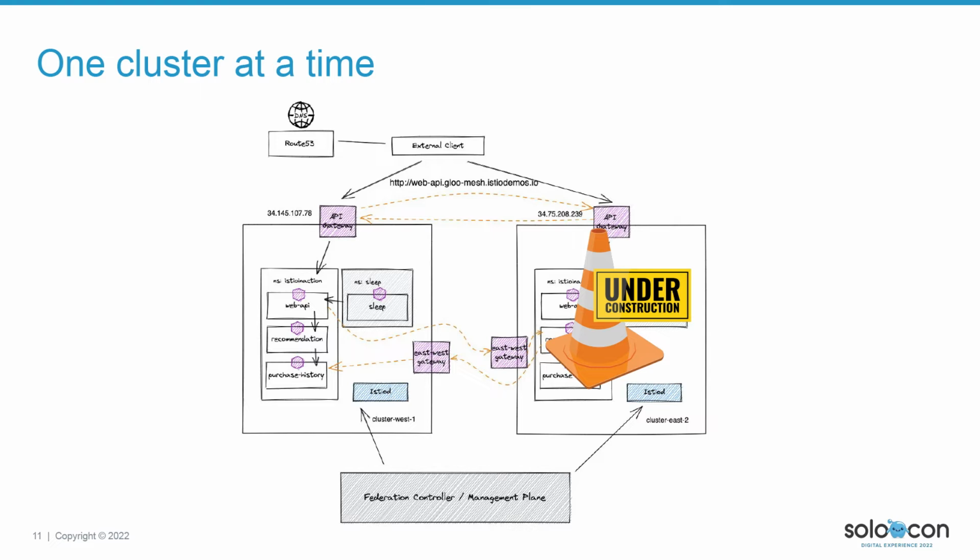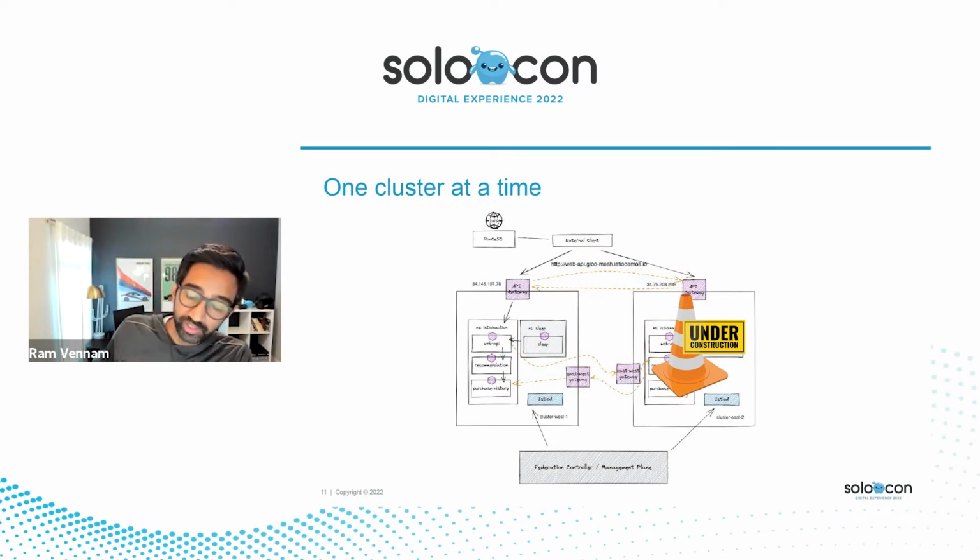The beauty of the management plane is that it can handle multiple Istio versions. So cluster West 1 can be Istio 1.10, cluster East 2 could be Istio 1.11, and the management plane will abstract away those differences and give you a simpler API that is multi-cluster aware and multi-Istio version aware.